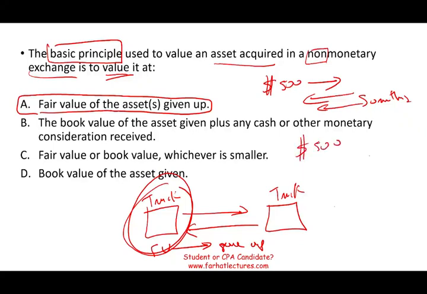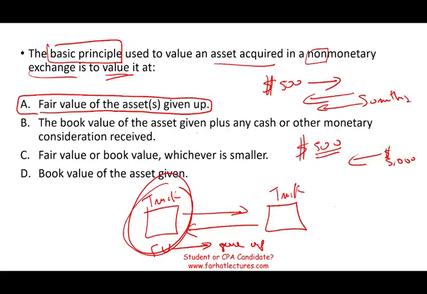If I gave you $500 and you gave me something you think is worth $5,000, that's fine. I think it's worth $500. I don't care what you think it's worth. It's worth what I paid for it. I paid $500 for it. The same concept applies in non-monetary exchanges. And this is an important concept to understand as you are going through this topic. Okay?